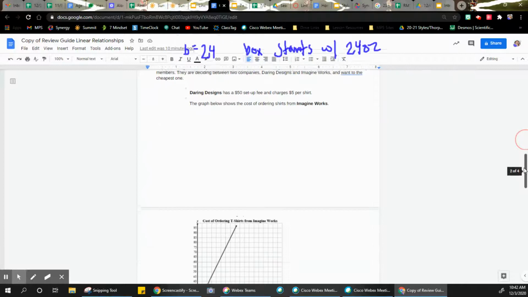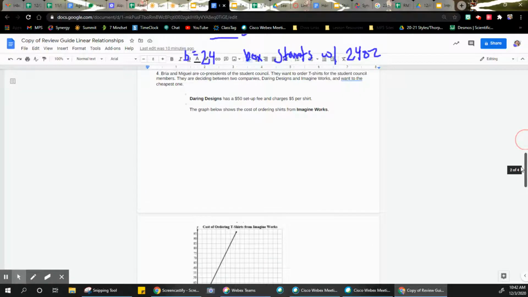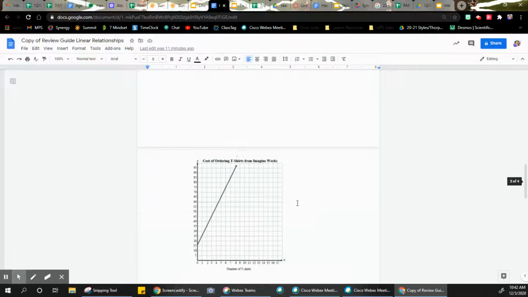All right, moving down to my next one. It says, Bria and Miguel are co-presidents of the student council. They want to order t-shirts for the student council members. They are deciding between 2 companies, Daring Designs and ImageWorks, and want the cheapest one. Daring Designs has a $50 setup fee and charges $5 per shirt. The graph below shows ImageWorks. Okay, so this is ImageWorks.